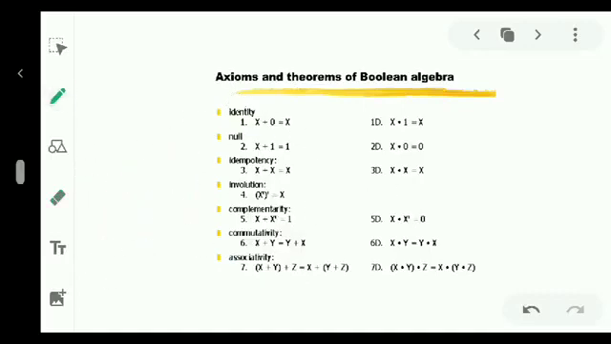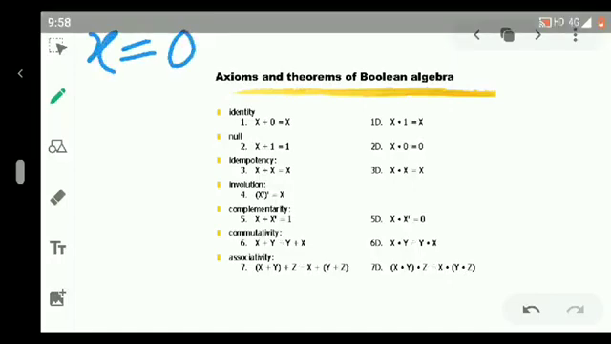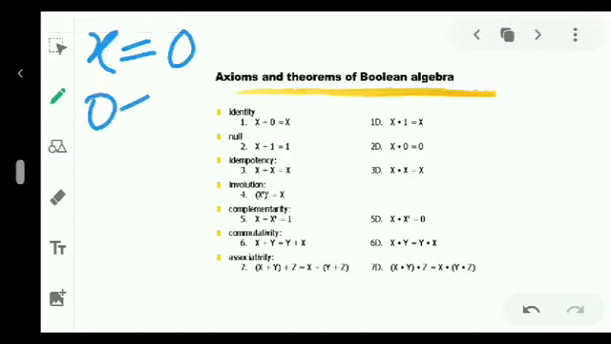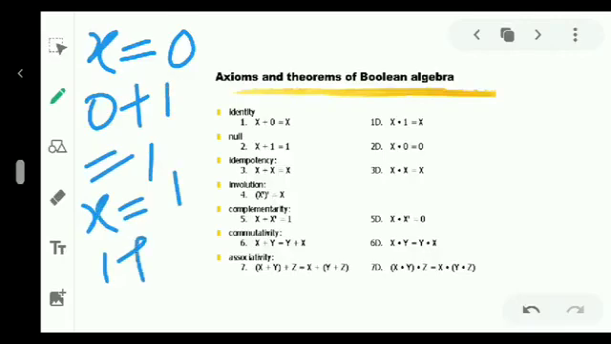Next we will prove the second rule, that is the null rule. Null rule is saying that if you add 1 with the x value, then it will return only 1 as a value. Let me check that one. The x value equals to 0. X plus 1 means 0 plus 1 is equal to 1. True. Let me check for the value 1. 1 plus 1. If you are doing the Boolean algebra addition, then its value is 1. Don't apply the binary addition concept over here. Okay, so it is proof.